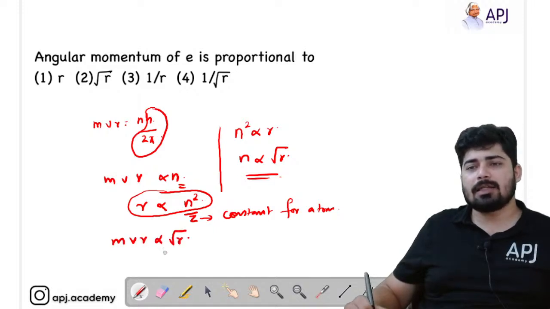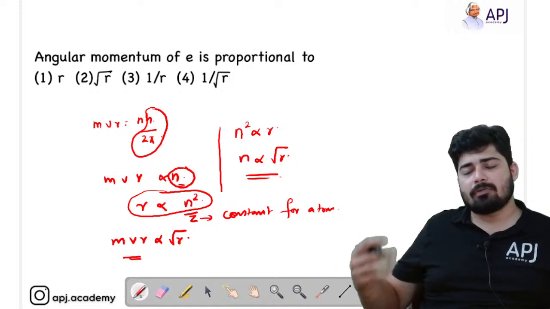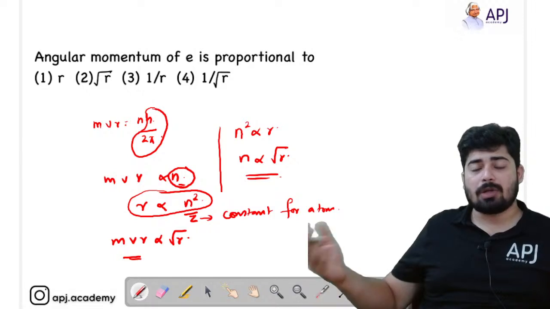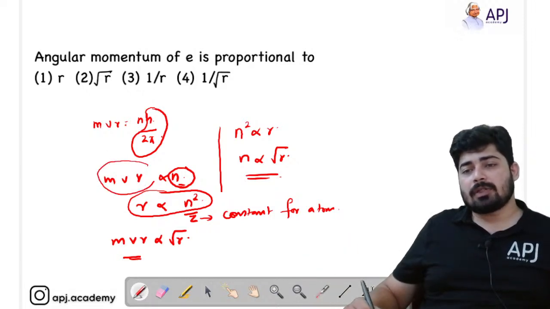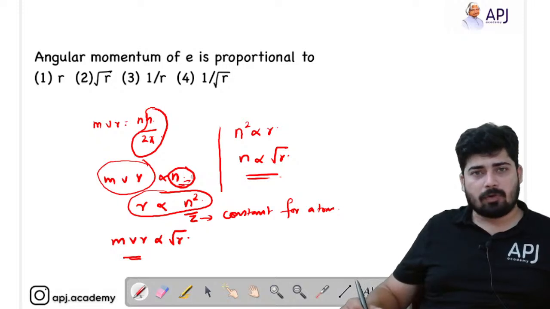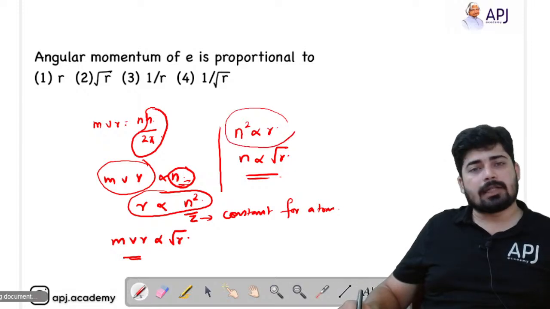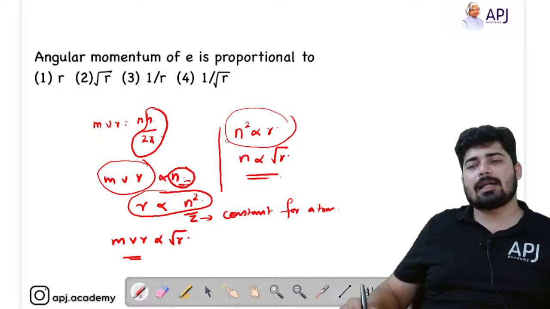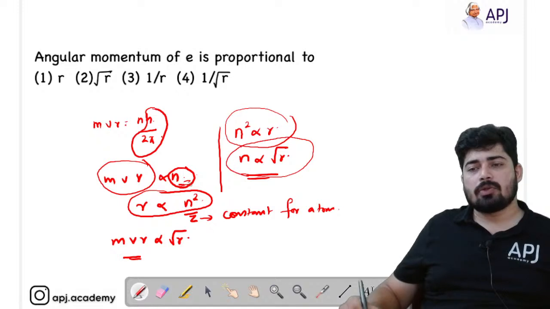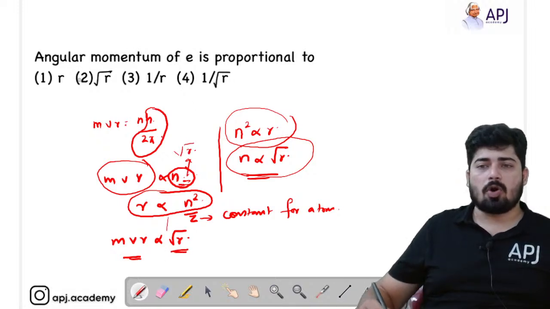What does that mean? We know that angular momentum is directly proportional to n. Normally students write it as if there will be one more option, that it is independent of R. But you have to be aware, this is angular momentum. We know that angular momentum is directly proportional to n, number of orbits, and we also know that the radius is directly proportional to n square. We have studied that relation, right? So you have to apply it here. So n is directly proportional to root R. You can replace the n with root R. So angular momentum is directly proportional to root R. So option 2 is the right answer.